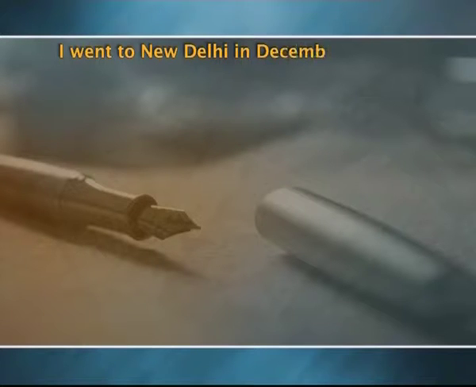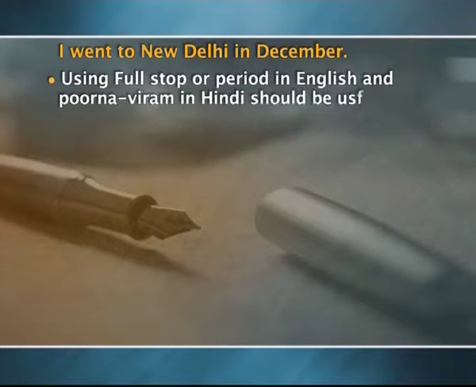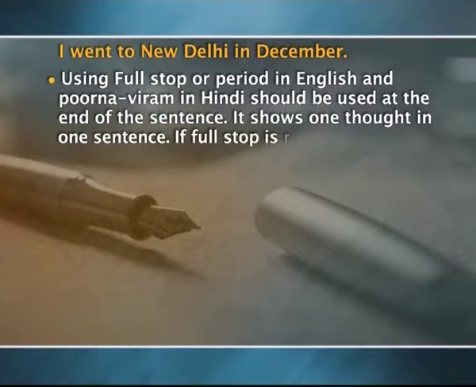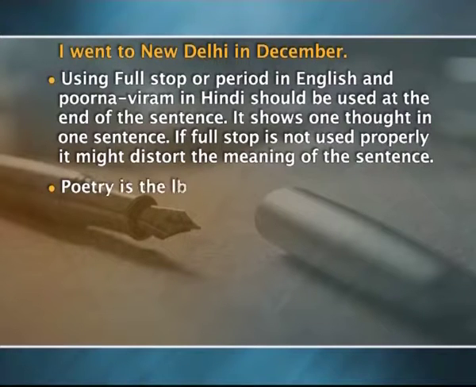Grammatical rules dictate that all sentences should begin with a capital letter. No capital letters are allowed in the middle of a sentence except for a proper noun. For example, I went to New Delhi in December. Using a full stop or period in English, and Purnaviram in Hindi, should be done at the end of the sentence. It shows one thought in one sentence. If a full stop is not used properly, it might distort the meaning of the sentence.